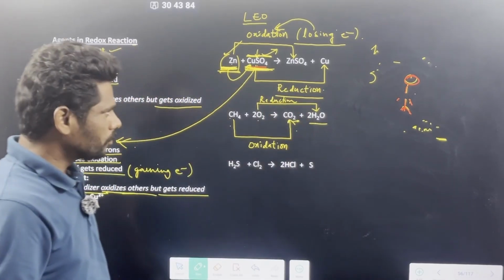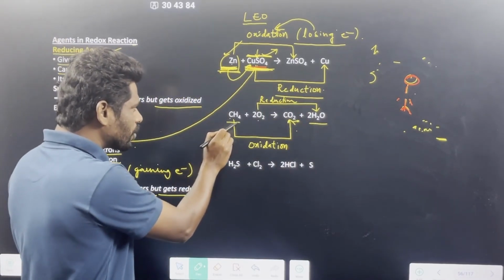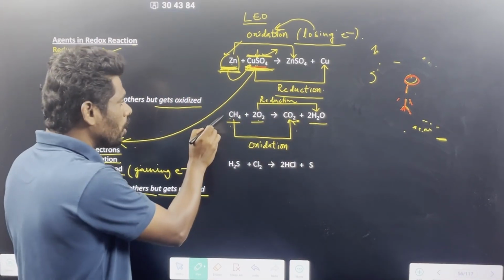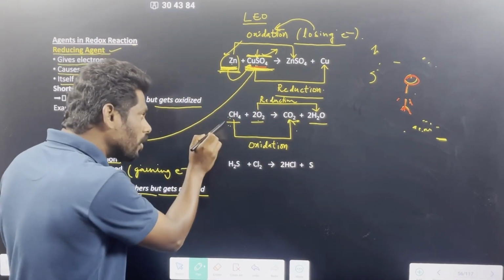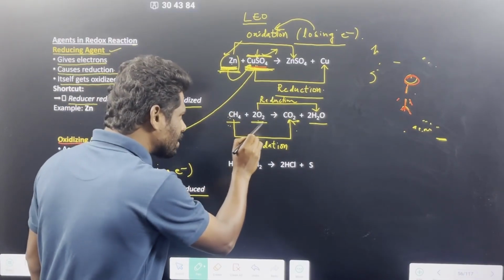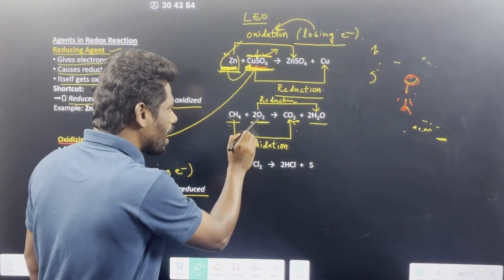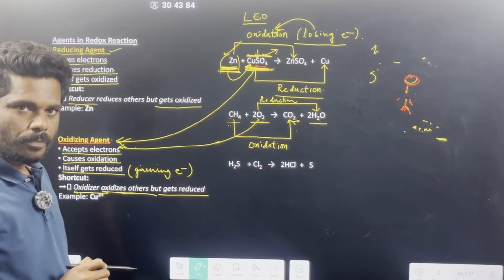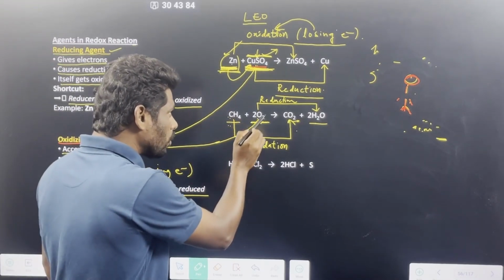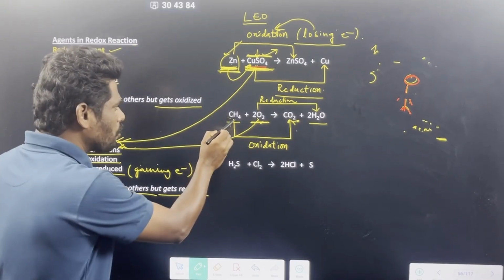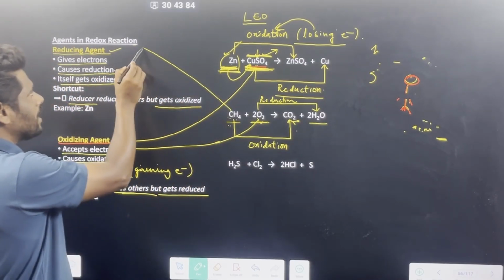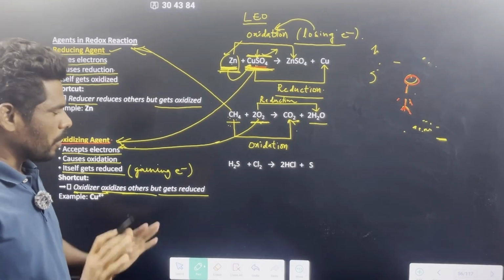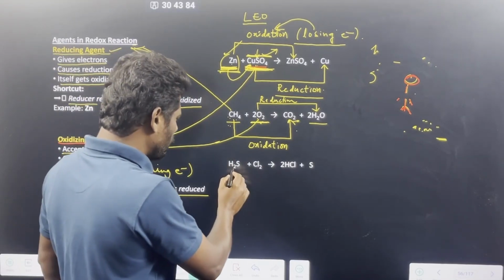Now, which is undergoing oxidation? Methane. In the presence of whom? Oxygen. So methane is undergoing oxidation in the presence of oxygen gas. So here oxygen gas is the oxidizing agent. The oxygen is undergoing reduction in the presence of methane. That's why methane is the reducing agent here. So, simple point.